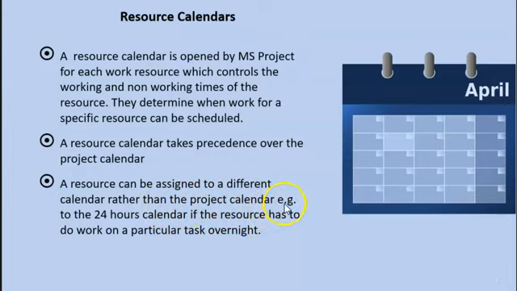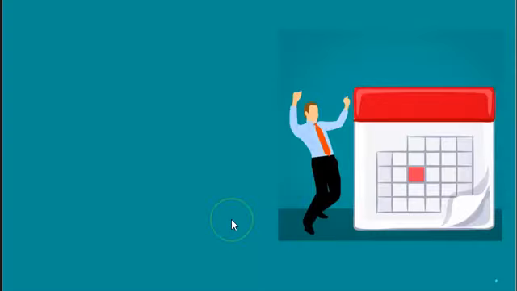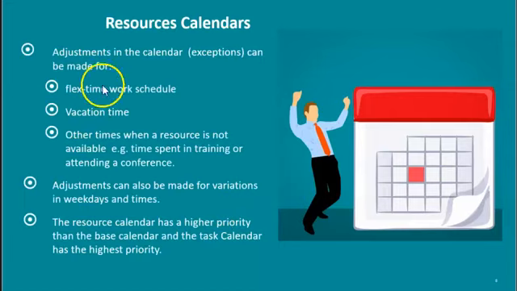For example, you have a particular resource that has to work overnight. You could assign that person to the 24-hour calendar for that particular task. So why would we want to adjust resource calendars? We do adjustments in the calendars for flexi time. Our normal calendar time might be 8 to 5, but this person is not working like that, so we can do an adjustment in this person's calendar.